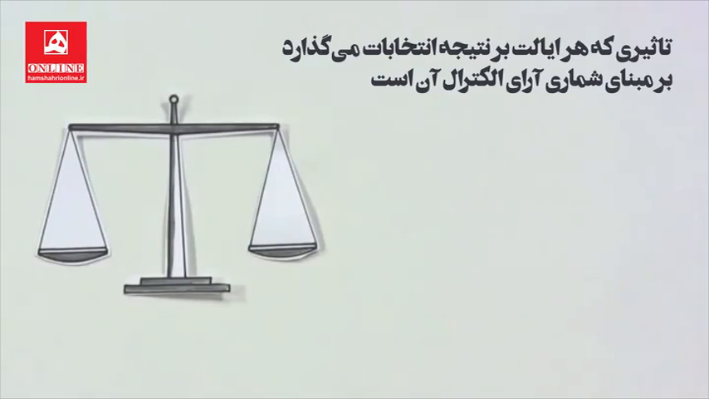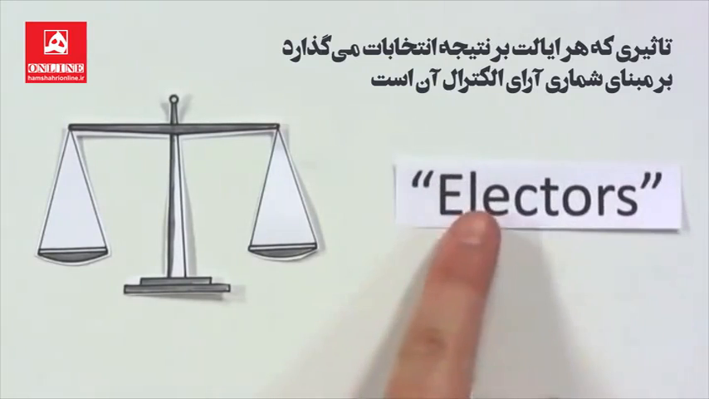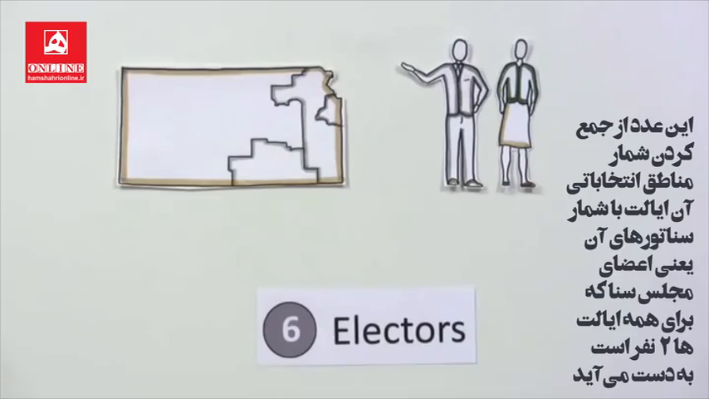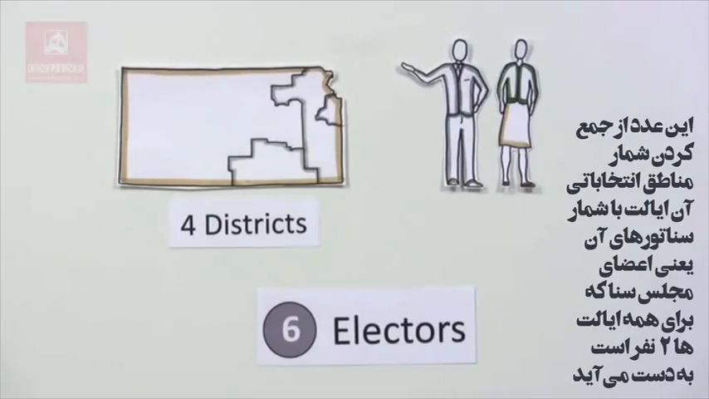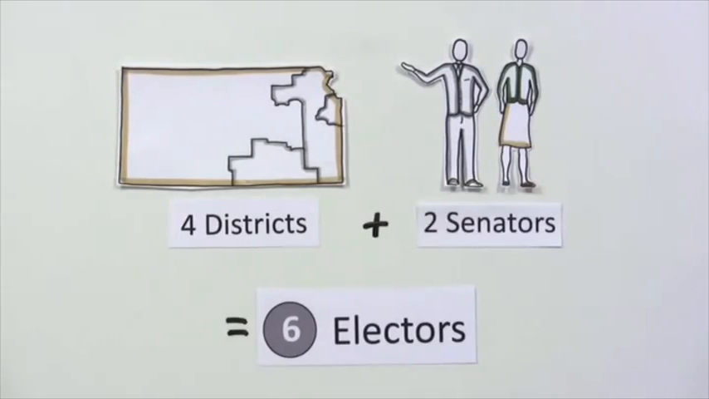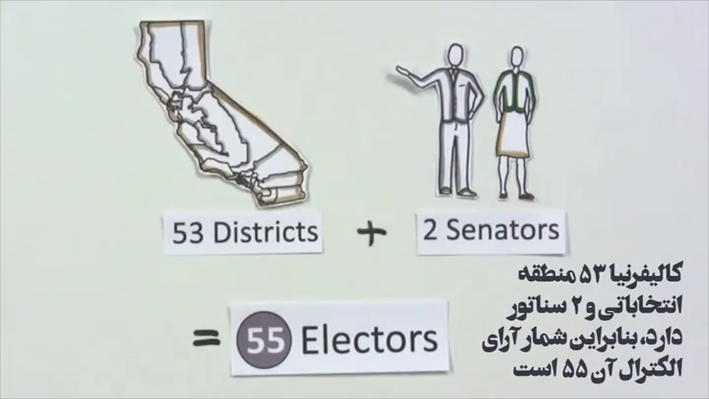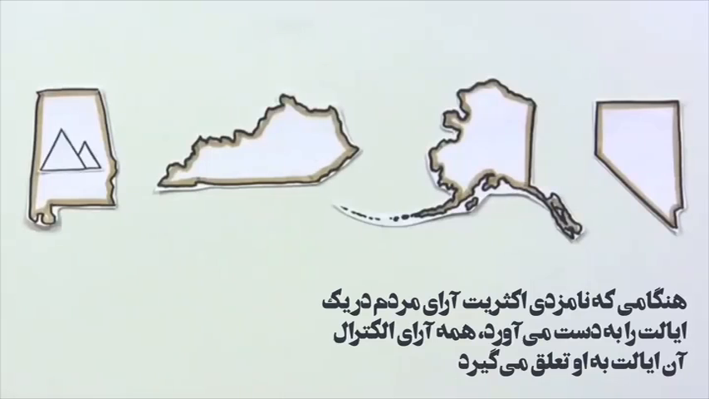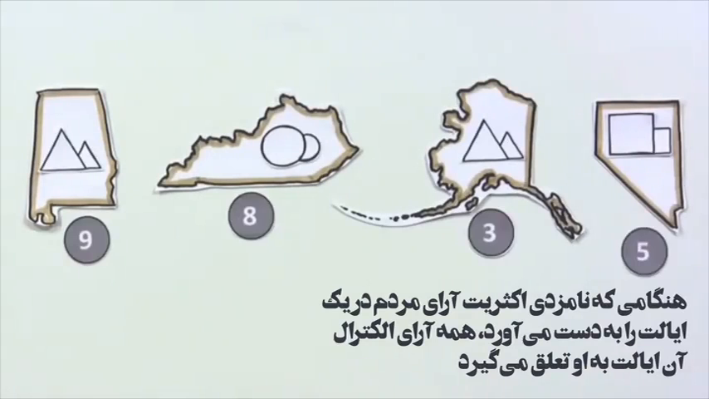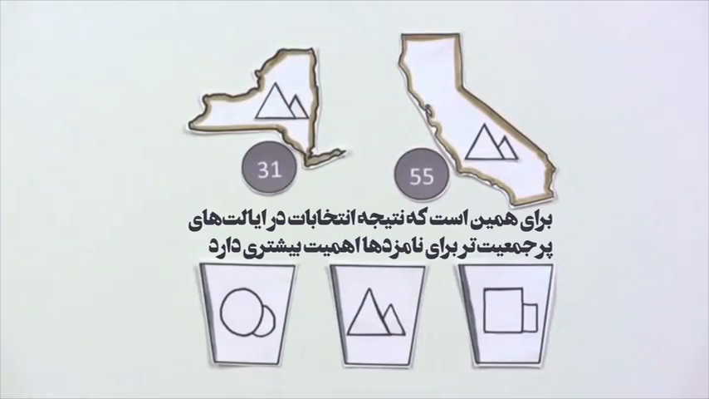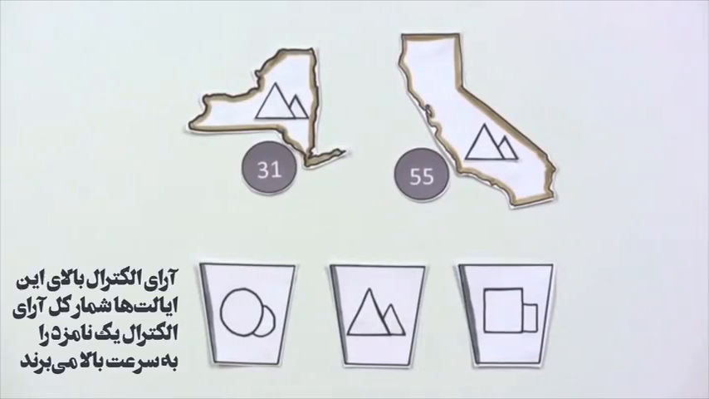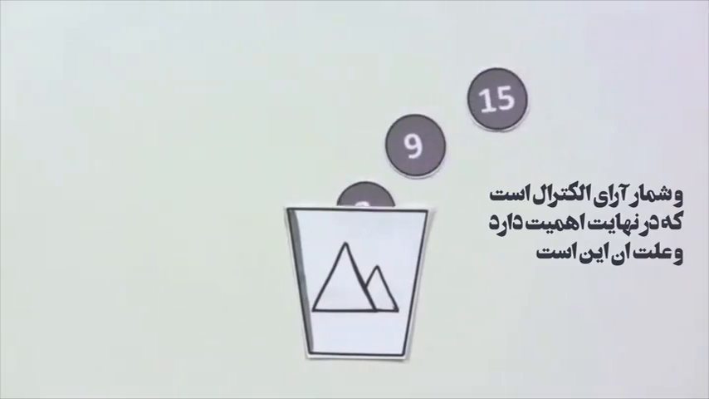The influence a state has in the election is measured by the number of electors. This number comes from the number of districts in a state plus the number of U.S. senators, which is always 2. North Carolina has 15 electors, while California has 55. When a candidate wins the voting in a state, they win that state's number of electors. That's why big, populous states can be so important to candidates. Their electors add up quickly, and the number of electors is what really matters.